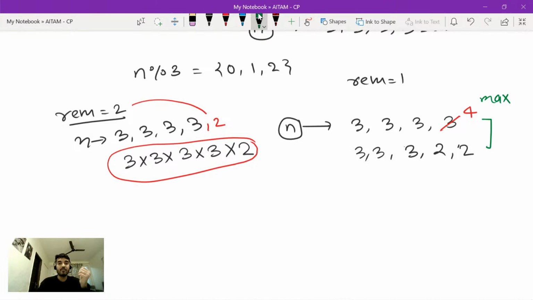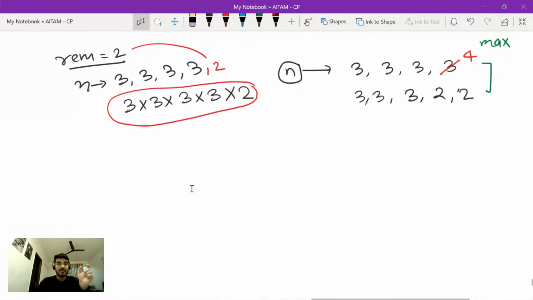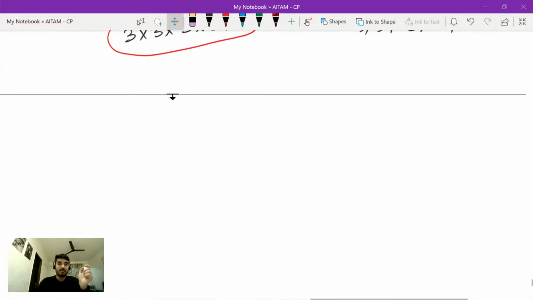I hope this thing is clear to everyone, and make sure to remember this formula, remember this idea. If you want to divide the n into different chunks such that their product is maximum, so always keep on dividing it into chunks of 3. This is the best idea.